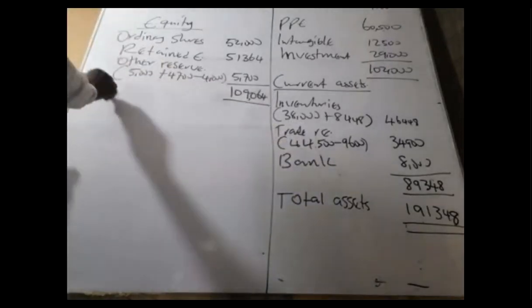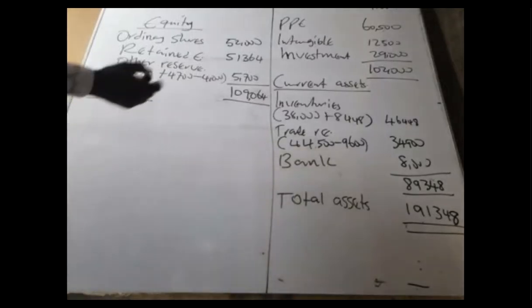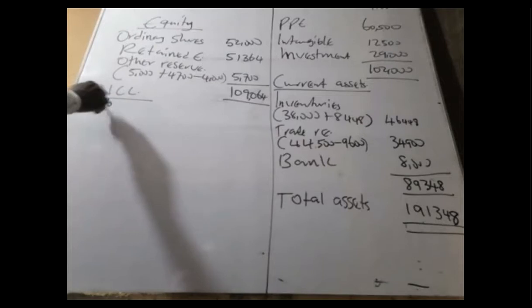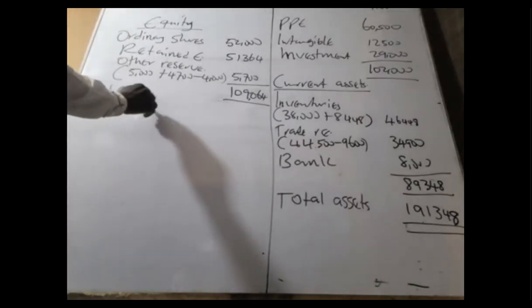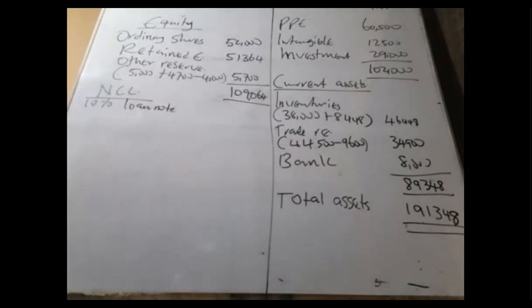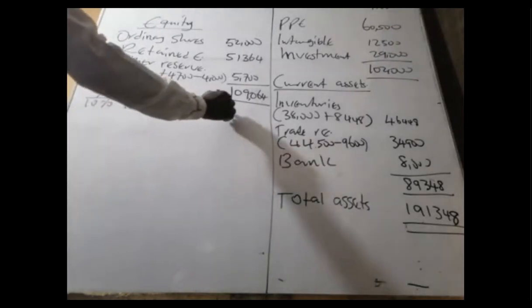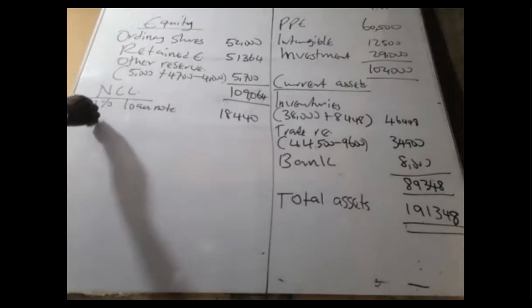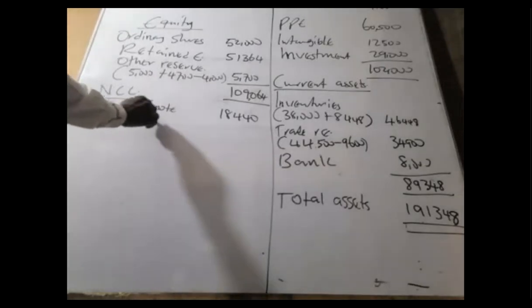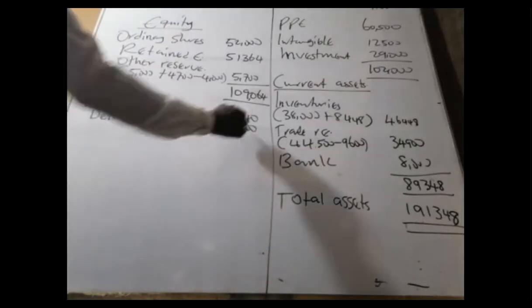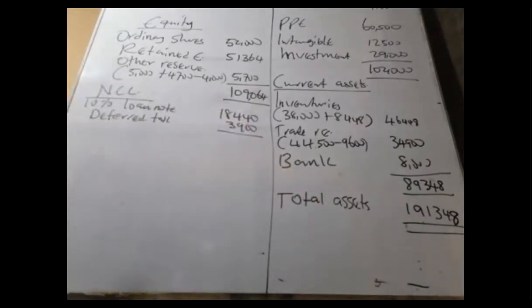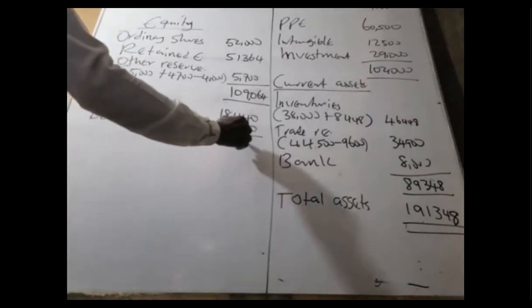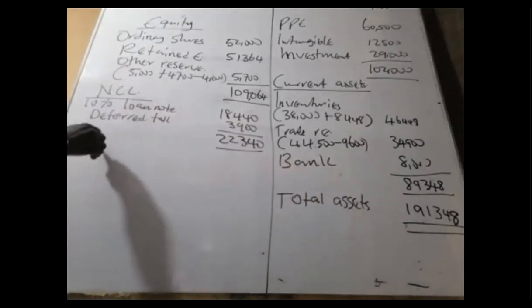Go to your non-current liabilities. We had two items in there. 10% loan notes, which we had as 18,440. Then we had deferred tax of 3,900. So when you put the two together, 18,440 plus 3,900, that is 22,340. So I'm done with non-current liabilities.